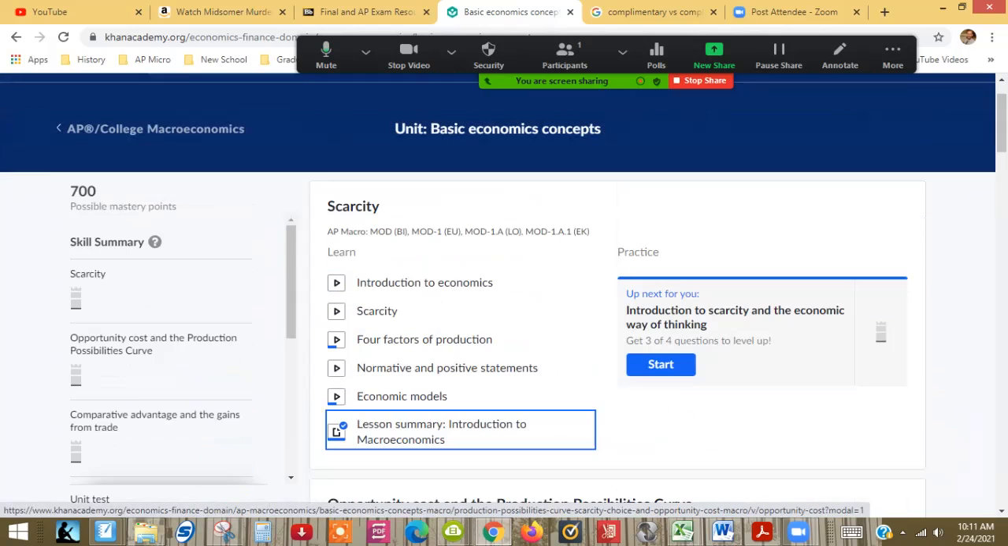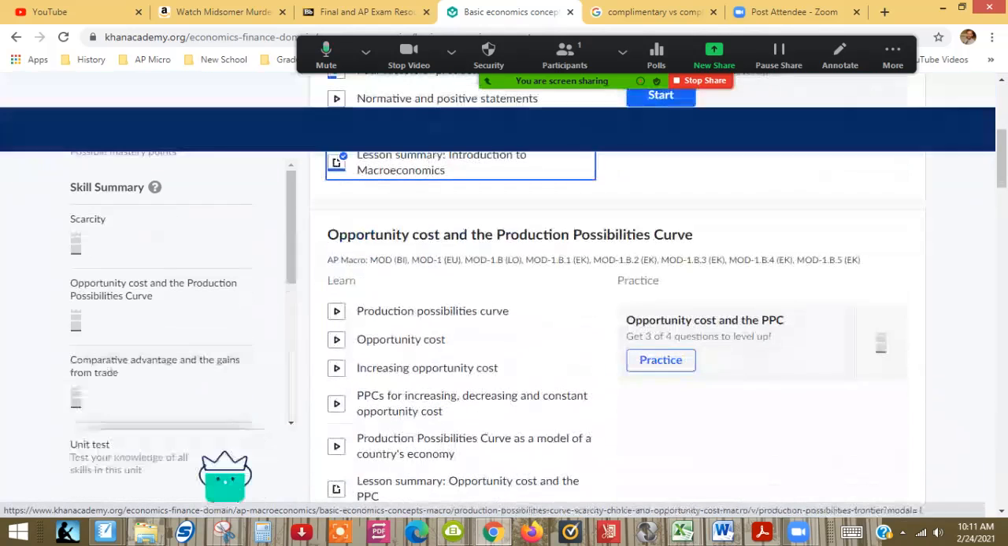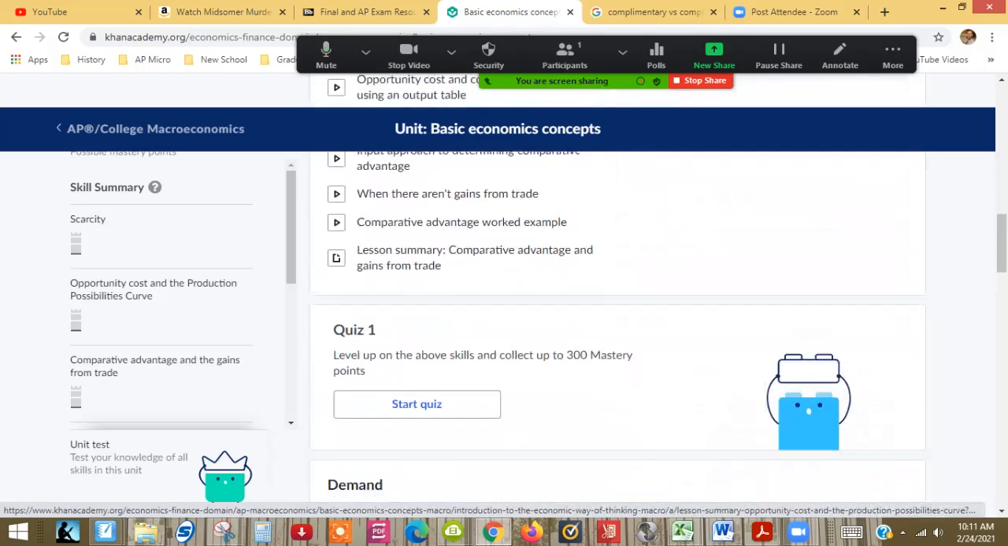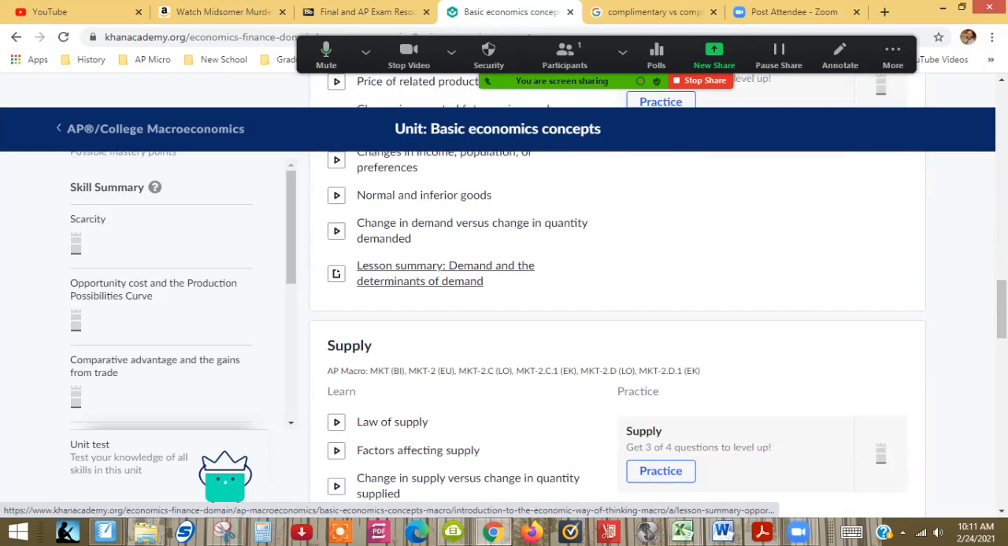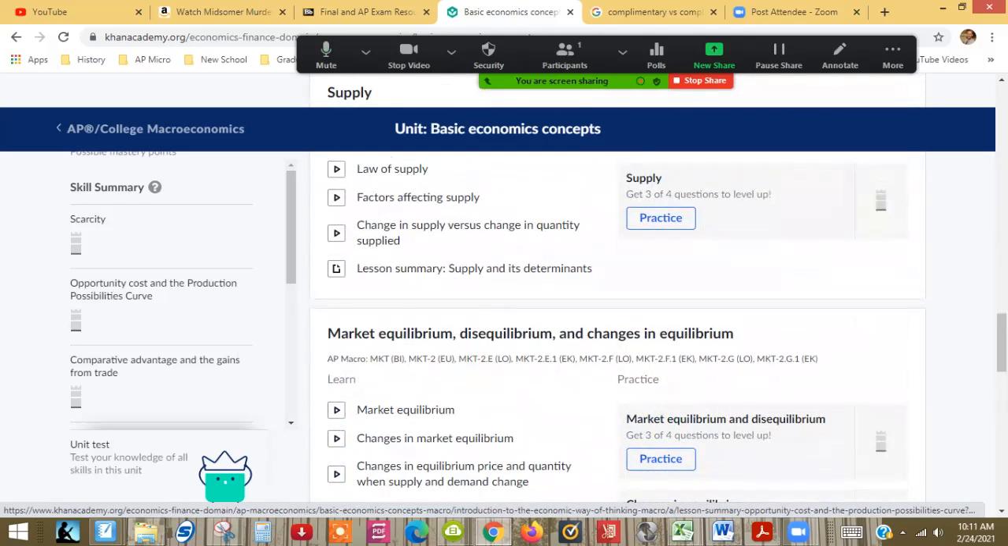So in the first unit for this week, you've got scarcity, opportunity cost, and the production possibilities curve; comparative advantage and the gains from trade; demand, supply, and market equilibrium; and disequilibrium and changes in equilibrium.